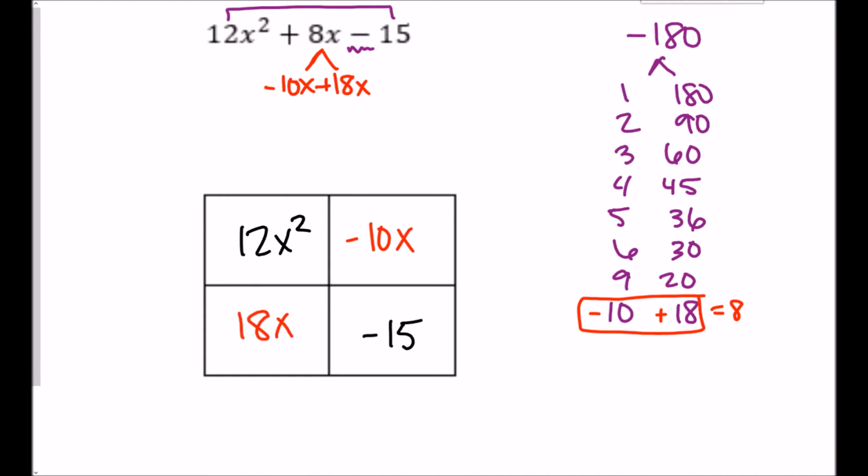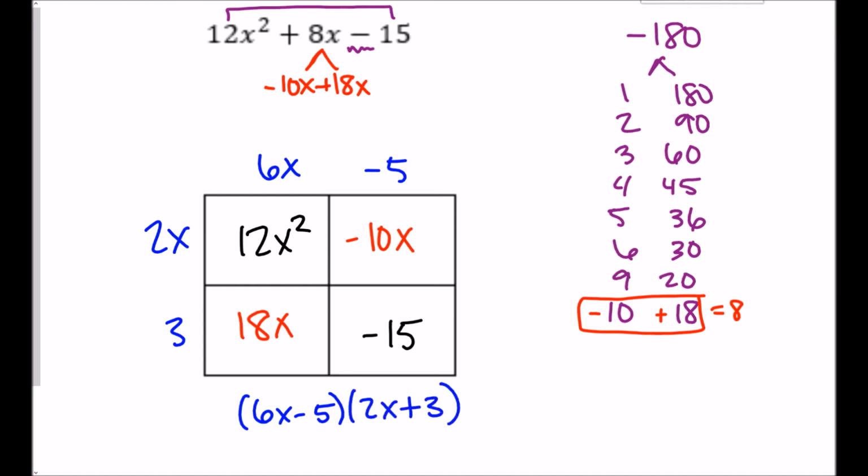Okay, now we use a Punnett square just the way we always have. So in our first row, what's in common is a 2x, and then I'm going to forward think this. So 2x times what gives me 12x squared? Well, that would be 6x. 2x times negative 5 gives me a negative 10x. 6x times 3 gives me that 18x. So my answer then is 6x minus 5 times 2x plus 3.